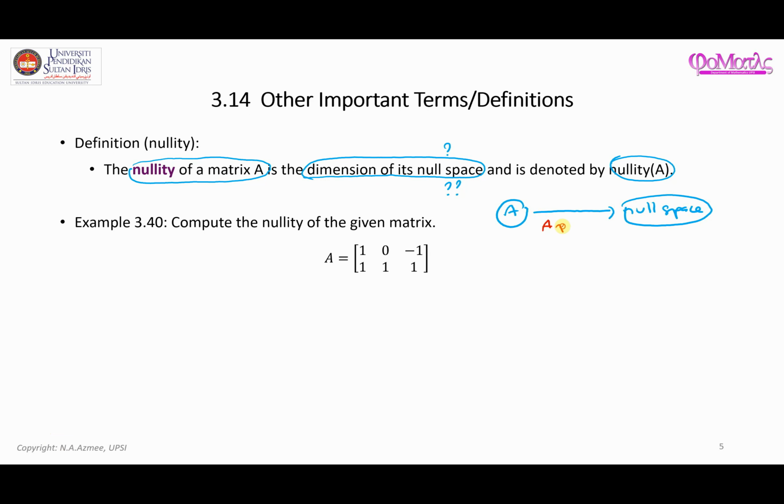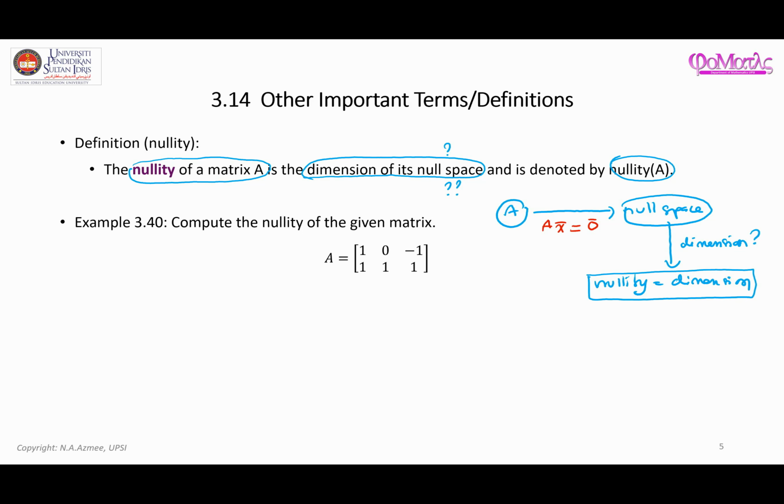We have matrix A multiplied with the unknown variables of x must be equal to vector 0. So this is the process that you have to consider in order to find the null space, and you shall try and get the solutions for x. Now from that particular null space, you should be able to determine what's the dimension of that null space. Therefore, nullity is equal to the dimension of the null space. Okay, so that's the idea of nullity.